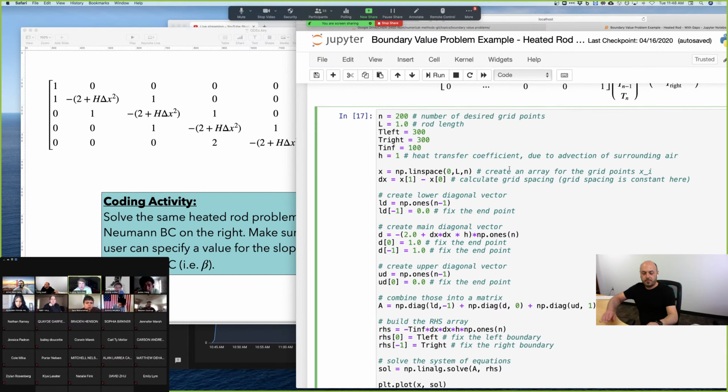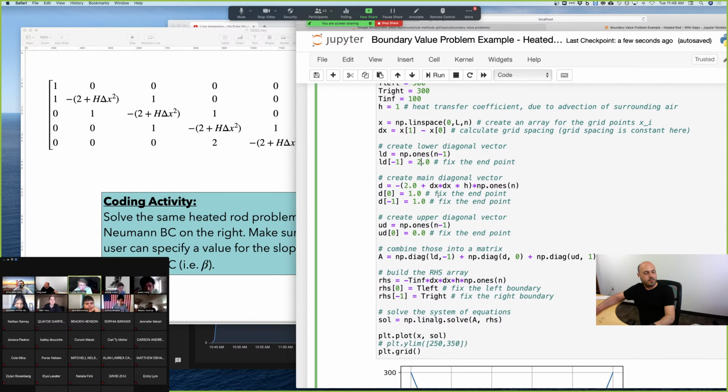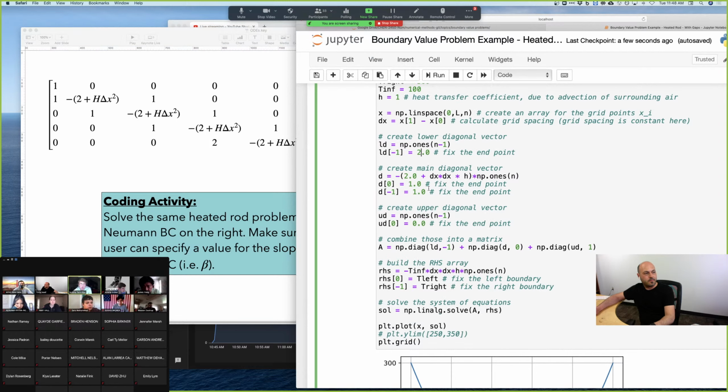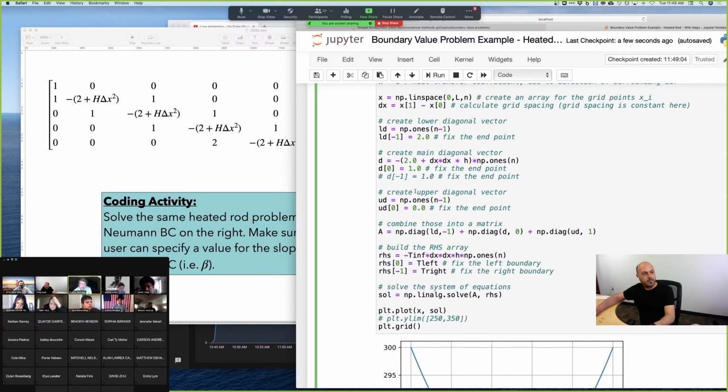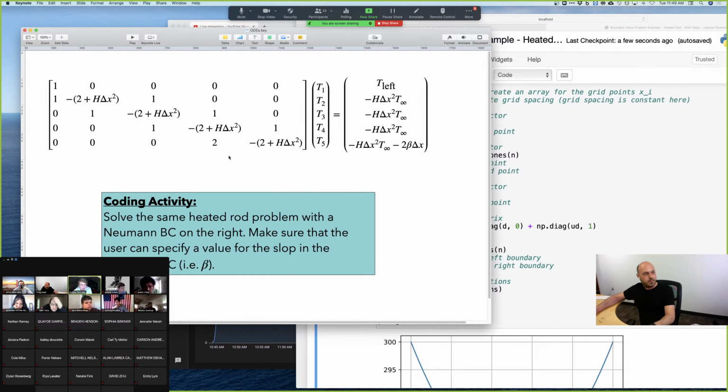Yeah, so the first thing I changed is in the lower diagonal, instead of a 0 for the last point, it's 2. Okay, correct. The next thing is the main diagonal. I just did not change the last point because it's the same as all the other points. So I just took that part out. And then the upper diagonal is the same.